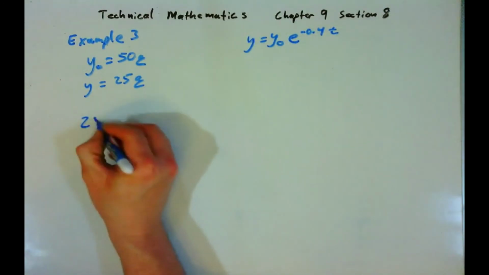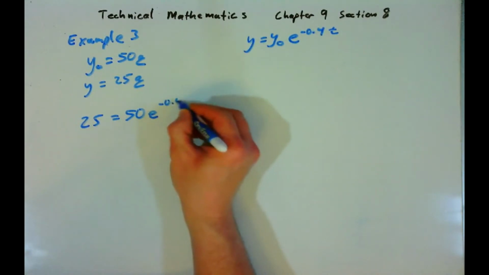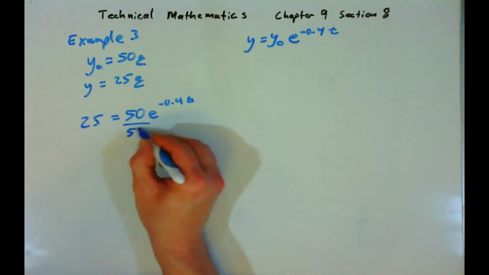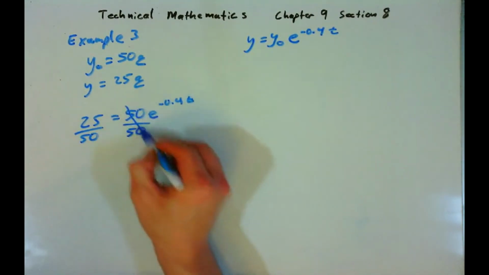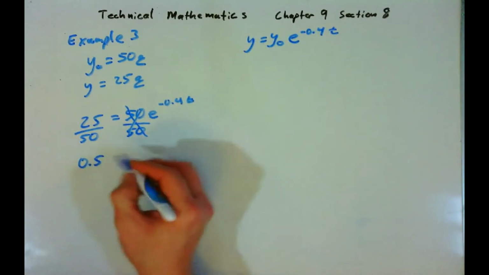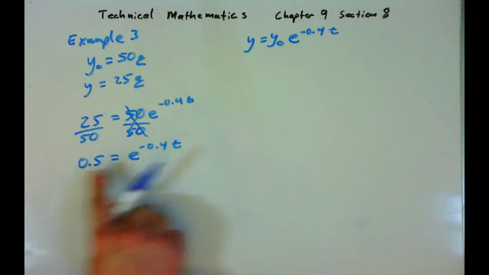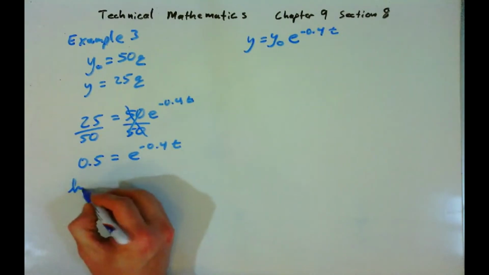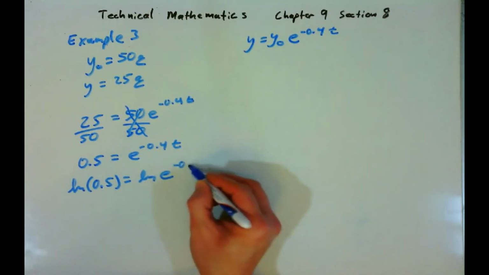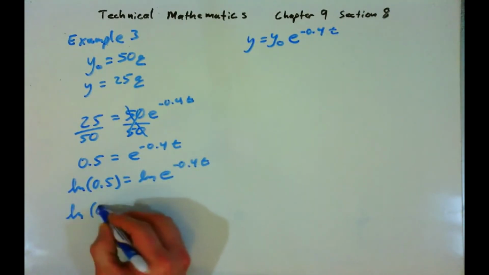And so we'll plug in our numbers. Y is 25 grams, y sub o is 50 grams, times e to the negative 0.4 t power, and they want us to solve for t. And so we'll start by dividing by 50 on both sides. This cancels. And 25 divided by 50 is 1/2, or 0.5. This will be equal to e to the negative 0.4 times t power. Now we can take the natural logarithm of both sides. Natural logarithm of 0.5 is equal to the natural logarithm of e to the negative 0.4 times t power. Now I can bring the exponent out as a multiplier.